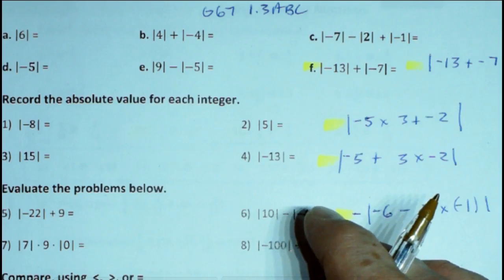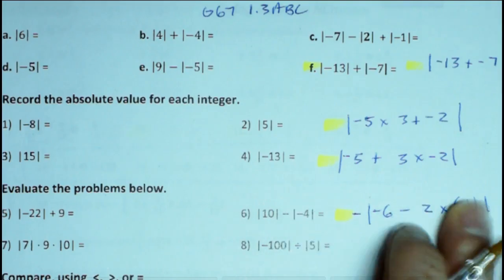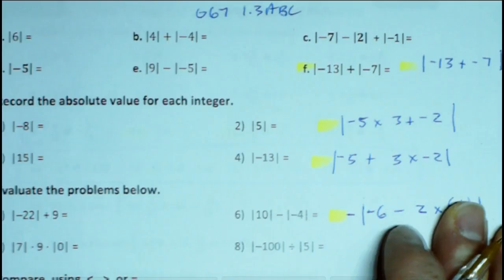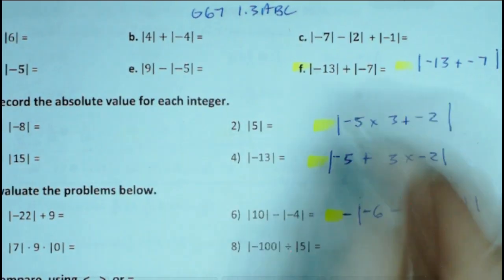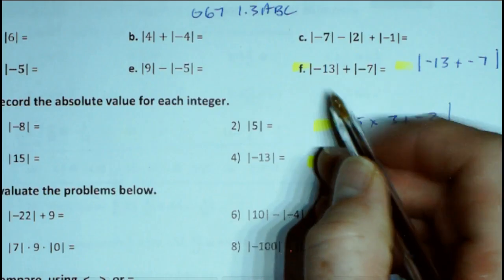This is a tutorial on 1.3 ABC. We've got some problems highlighted here on absolute value. Let's take a look at this first one right here. This is the most basic of absolute value. Remember, absolute value is distance from zero.